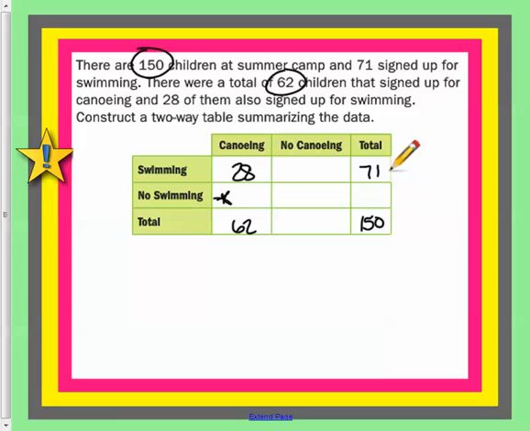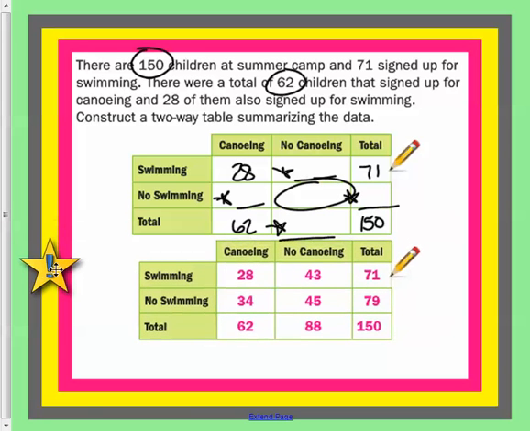Okay, so you could figure out this one by taking 28 away from 62. You could also figure out this one by taking 71 away from 150. And you could figure out this one by taking 62 away from 150. From there, you can also figure out this one by taking 28 away from 71. And then with all of your stars filled in, you should be able to find that one last.